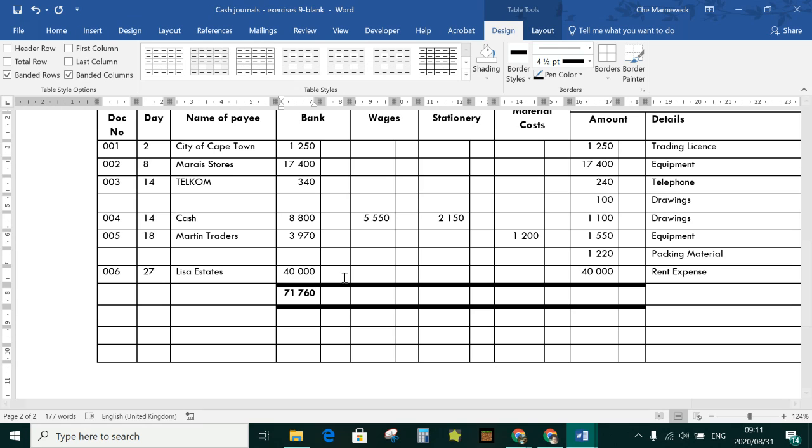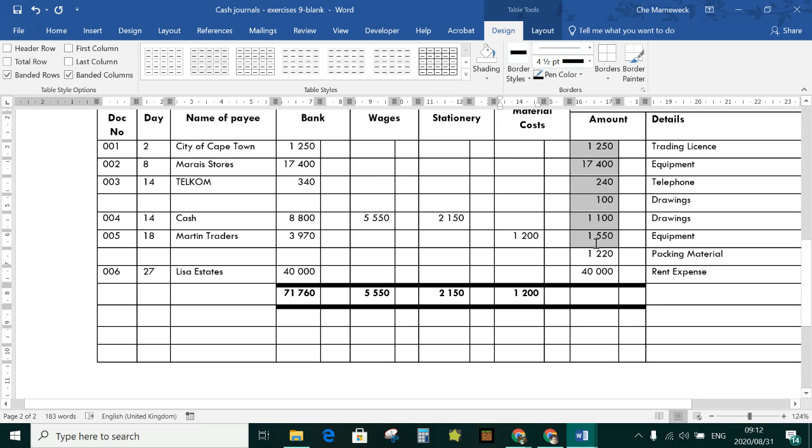71,760. We add wages together, and in this exercise we only had one amount for wages, so that's a nice easy one to add up. The same for stationery, there's only one amount. And the same for material costs.